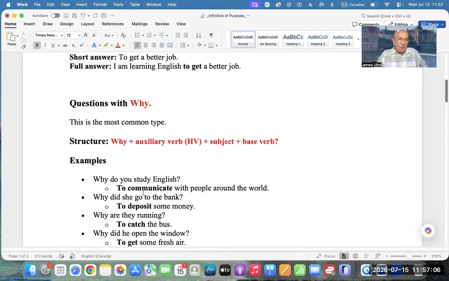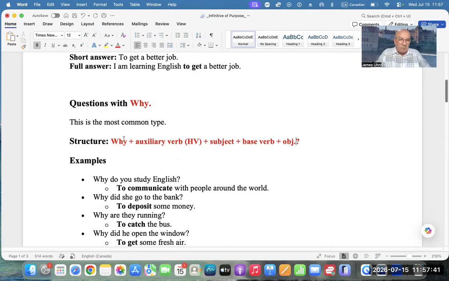Example: why do you study English? To communicate with people around the world. Why? Do is the auxiliary verb. You, subject. Study, base verb. English, object. So plus object or objectives. Okay.